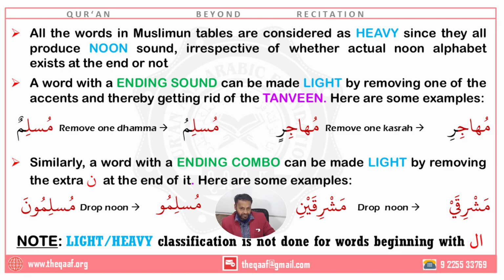Mashrikai. Okay? So those are the two techniques that you use to make the word light, based on whether the word has an ending combination or an ending sound. For an ending sound, get rid of the one dhamma, one fatha, one kasra. For an ending combination, just drop only the letter noon along with its harkat, along with its accent. Whatever remains is the light form. Tell me, any questions? Anything not understood?